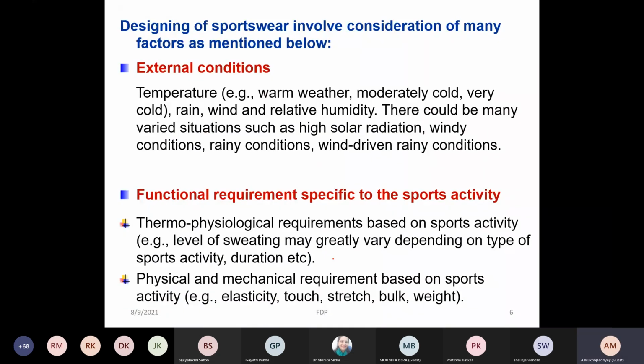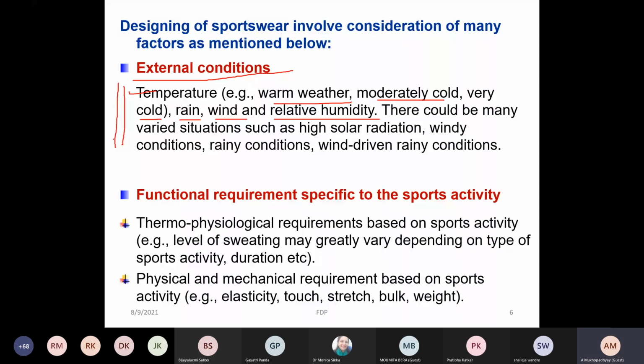Now, designing of sportswear involves consideration of many factors. One of the factors is external conditions. We must consider the outside temperature, whether the weather is warm, moderately cold, or very cold, whether there is rain, wind, or relative humidity. So external conditions must be looked at in designing the sportswear.